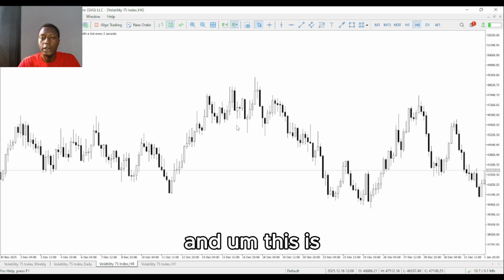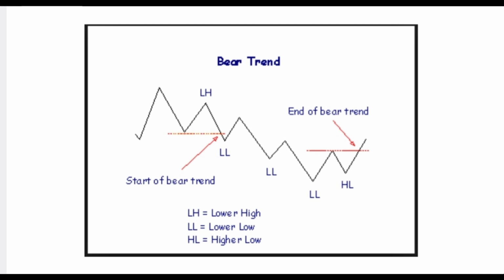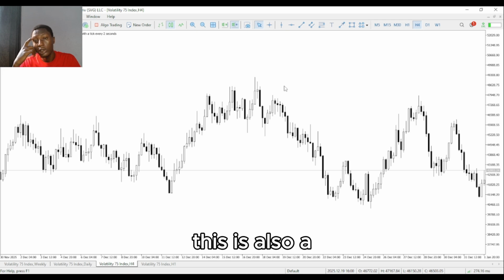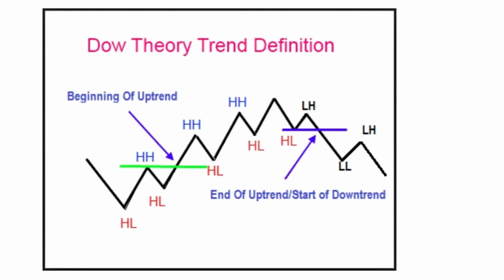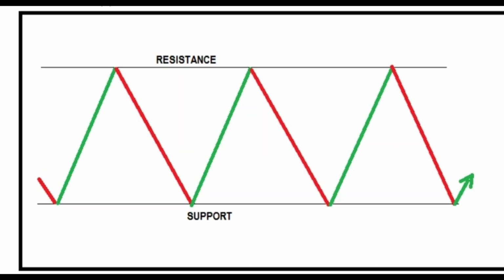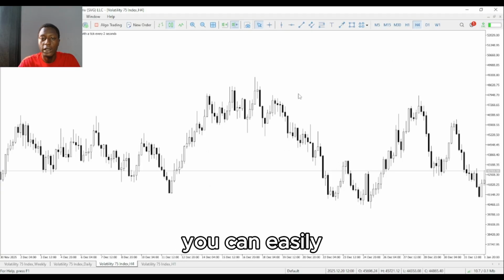This is a downtrend market over here, and you can see how it looks. This is also an uptrend market, how it looks like. Then this is a sideways market. This is how a sideways market looks like. So when you find it on your real chart, you can easily identify it.